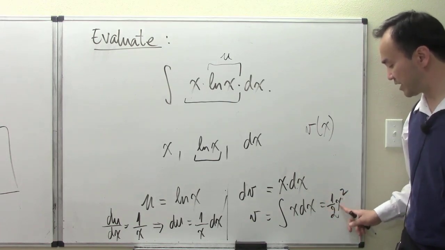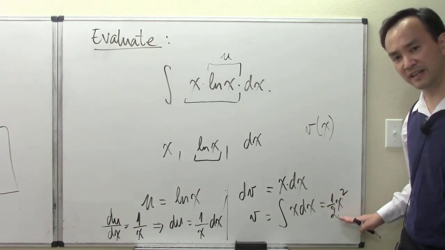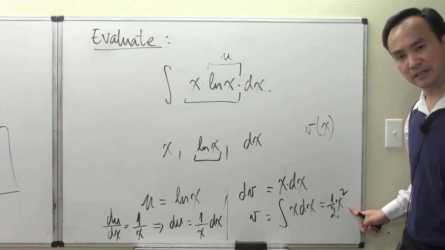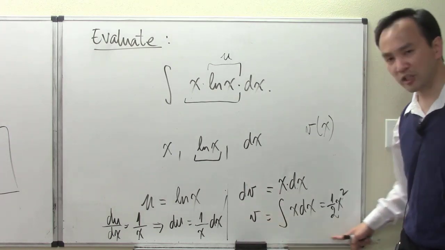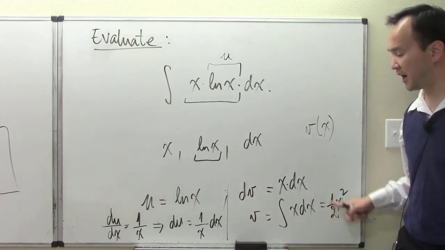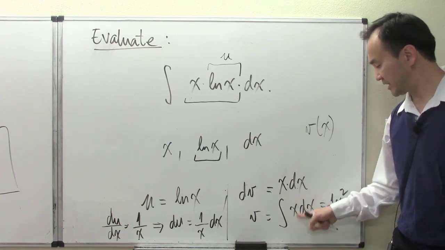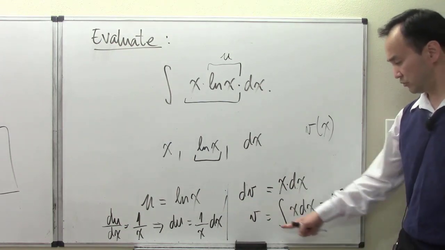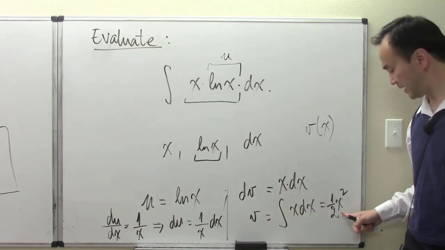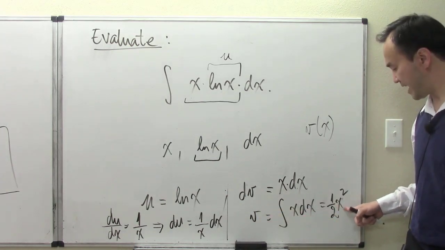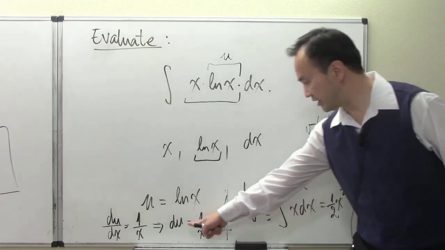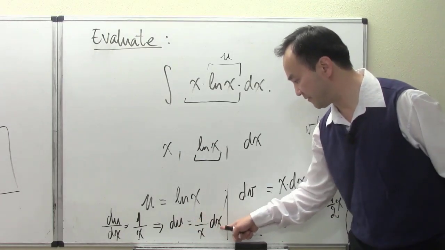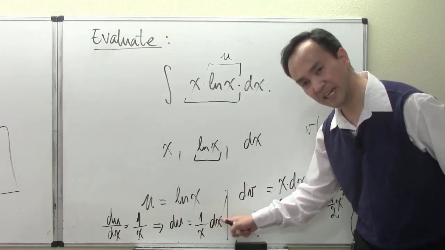So it's proven that it's completely legal to leave the plus c out in the small step that required us to find the antiderivative of this dv. Okay, so there we go. That's our v. Our v is here, 1/2 x squared. And then our du is that expression 1 over x dx.